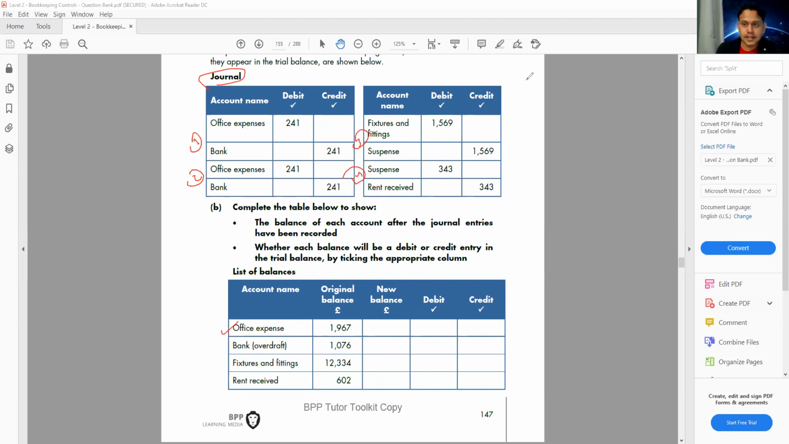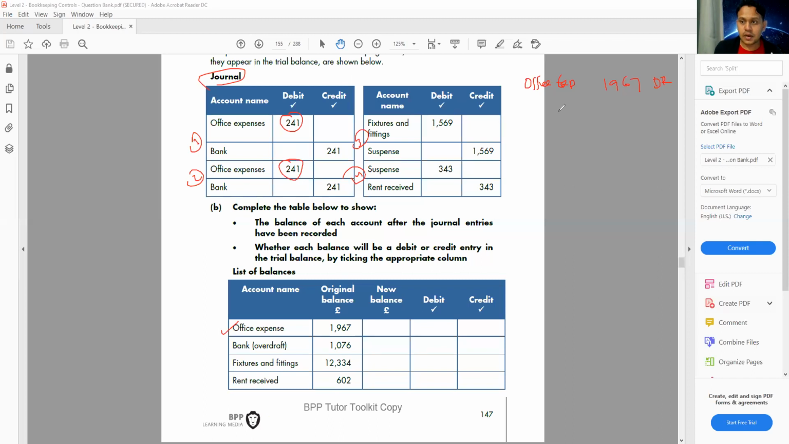The first one is office expense. Office expense is 1967, and that is our debit. Office expense 1967 is the original balance, the opening balance, and it is a debit. Now on the journal, I can see I have one office expense, I have two office expense, and both are debit. And one debit will increase another debit. Debit and debit means plus and plus. Debit and credit means plus and minus. So both office expenses are debit.